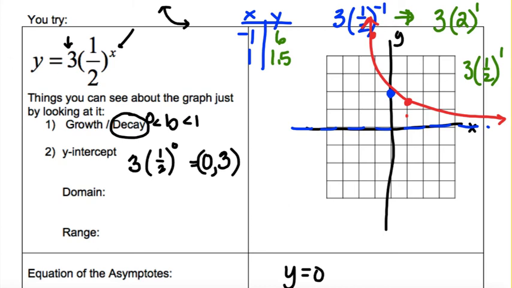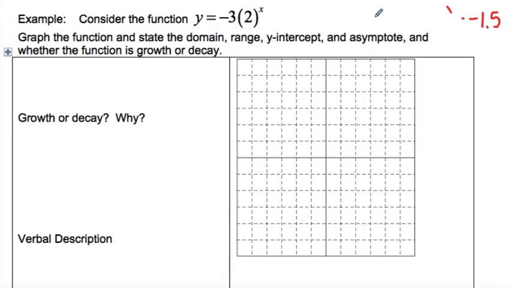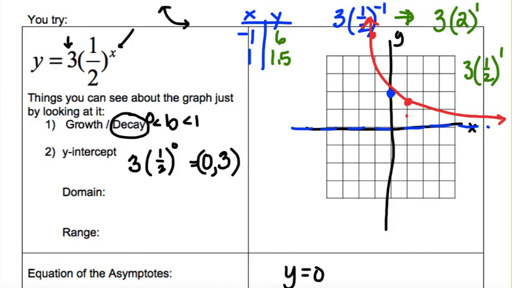All right, your turn. I want you to consider this function, okay? Graph the function, state that, oh, did we do domain and range? We didn't do the domain and range on the last one. Okay, so let's do the domain and range. Remember, we don't have any issues with our domain, so all real numbers are allowed to be plugged into a table if we wanted to. And the range would always be, in this case, greater than the asymptote.